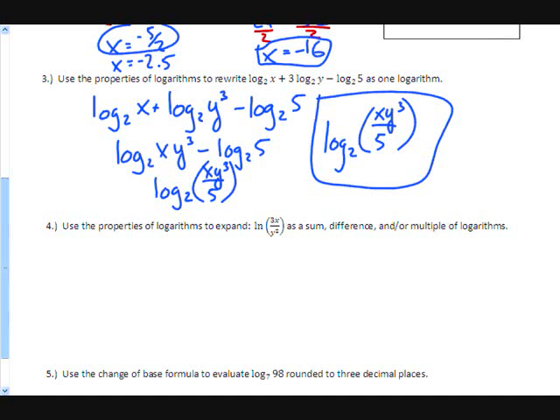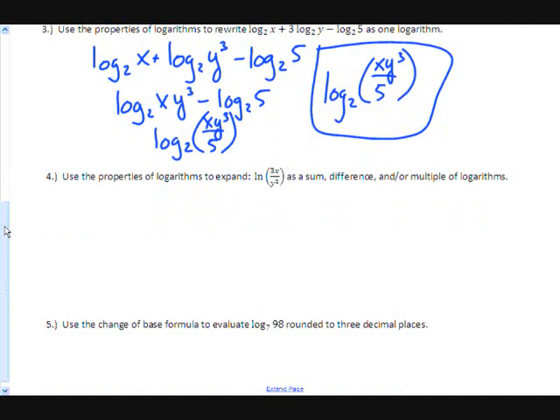In number 4, we're doing the very opposite of that. We want to expand this into multiple logarithms. So before I had multiple logarithms, I rewrote it as one logarithm. Now I have one logarithm, and I'm going to expand it out. So first things first, I've got the natural log of 3x divided by y squared.